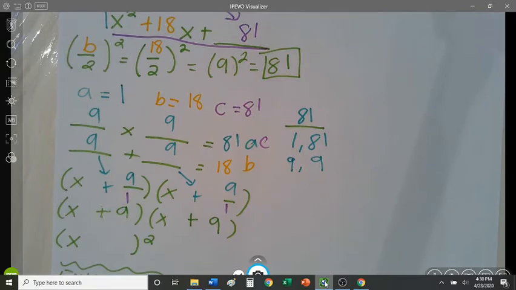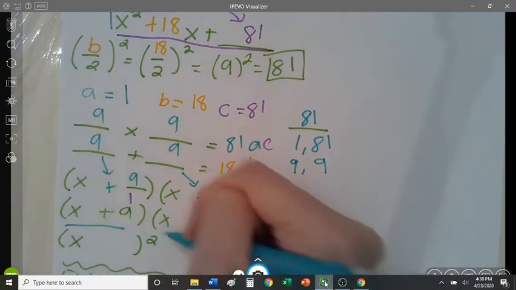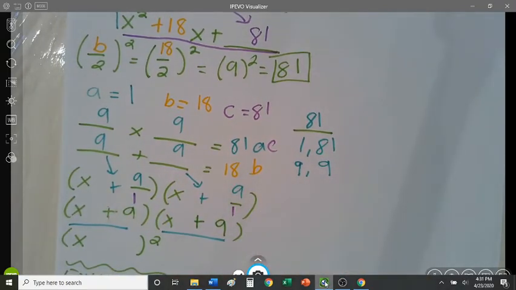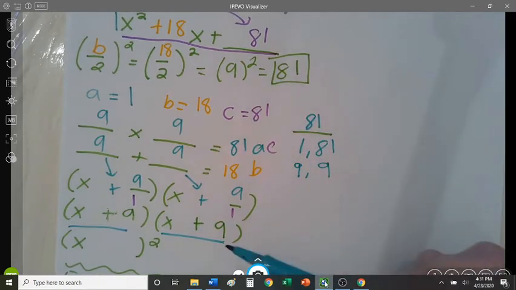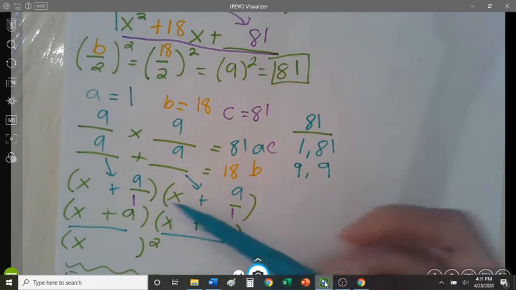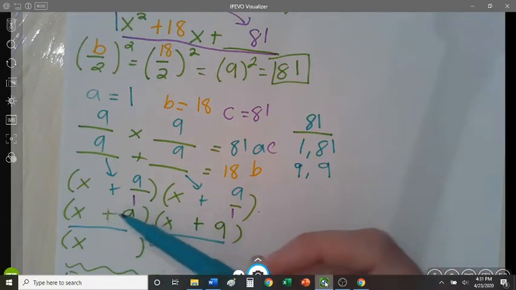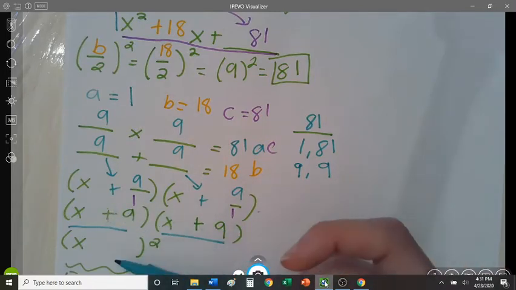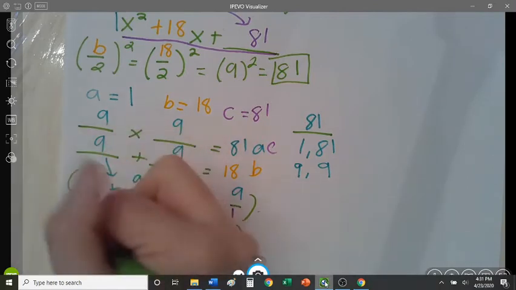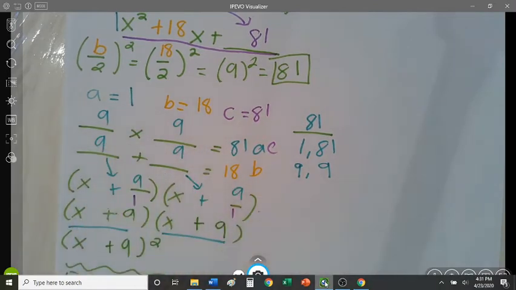Do you guys see that we ended up with a repeating factor? Okay, so that b over 2 squared should force your equation to repeat like that, which means I can now write my answer as x plus 9 times x plus 9 is equivalent to x plus 9 quantity squared. So I can rewrite this as a binomial squared.